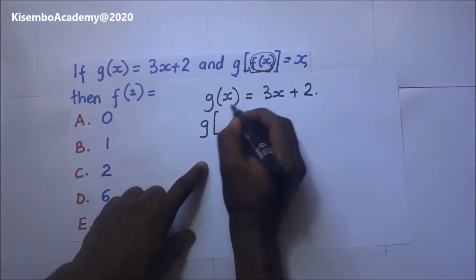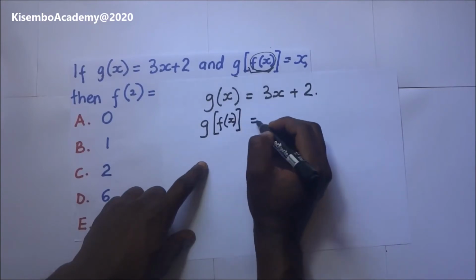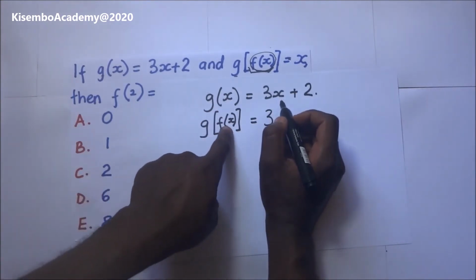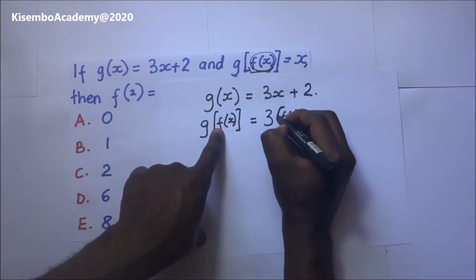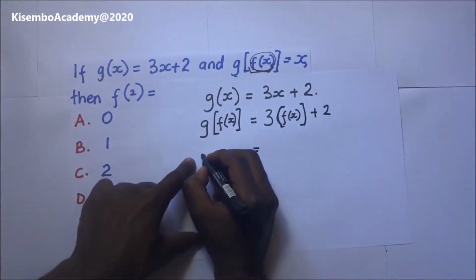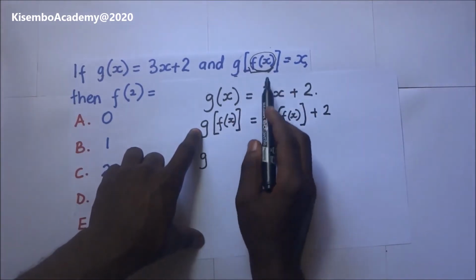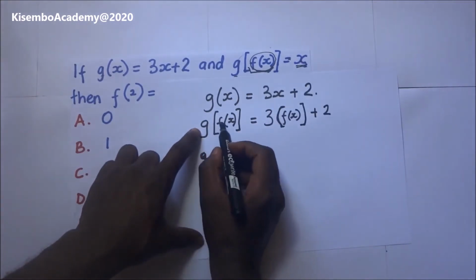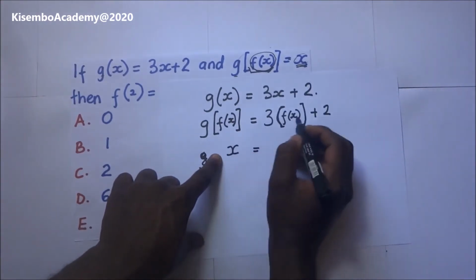So g of the other function f of x is still going to give us 3, and in the place of x we put that function f of x. So it's going to be 3 into the brackets f of x, plus 2. Now g of f of x, remember right here, it has given us the impression that g of f of x is equivalent to x. So it means that g of f of x in this case is x. So we shall put x here, and it is going to give us this expression.